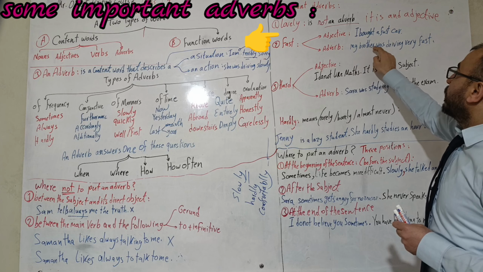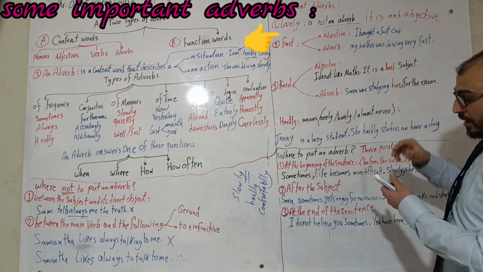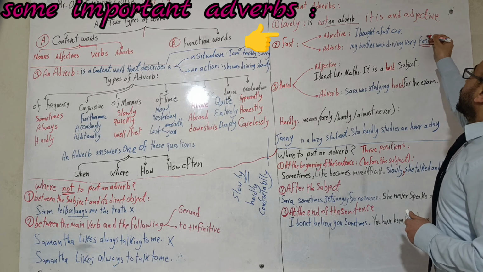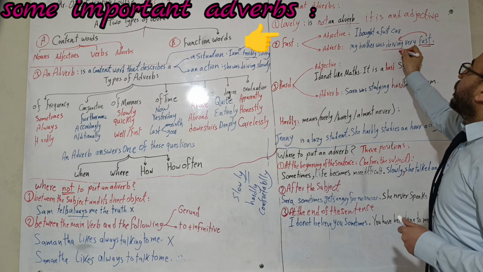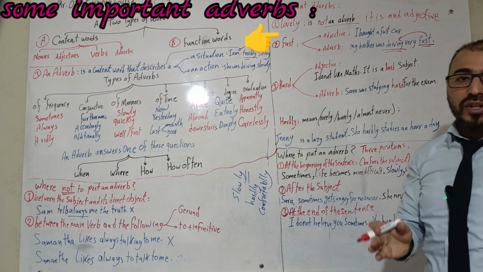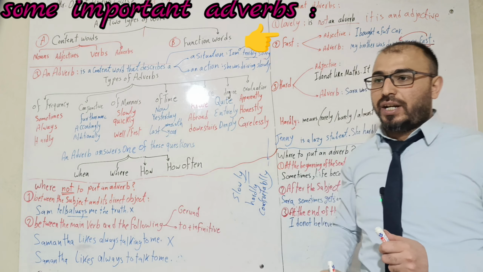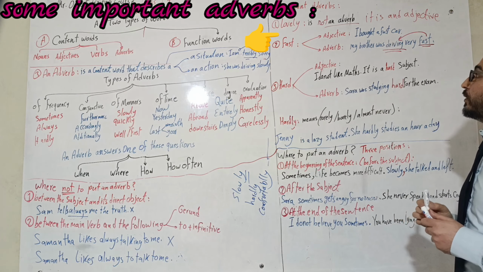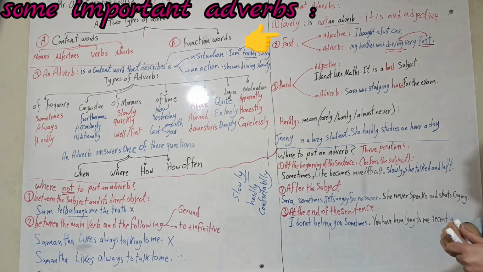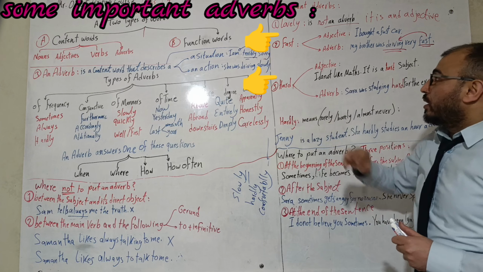Let's take the other example here. We say, my brother was driving very fast. In here, the word fast describes how my brother was driving, and it describes the action itself, or describes the verb drive.